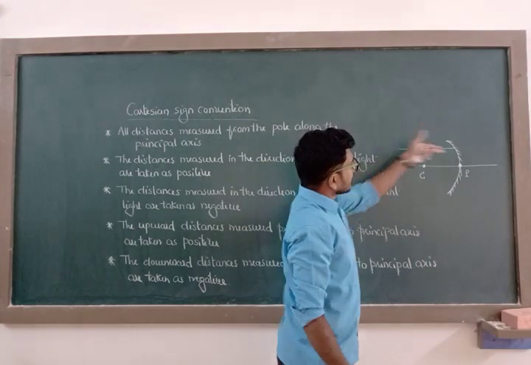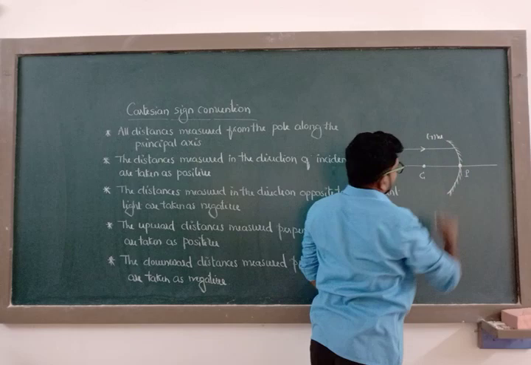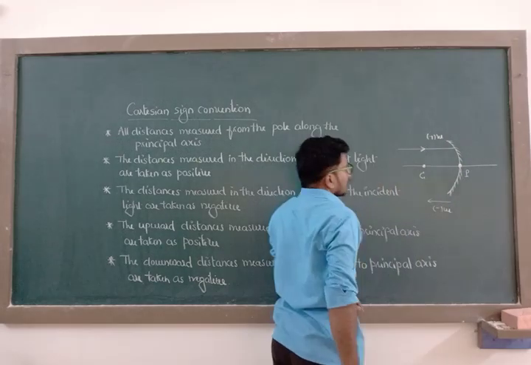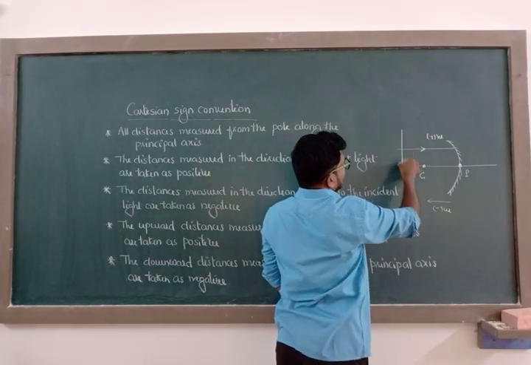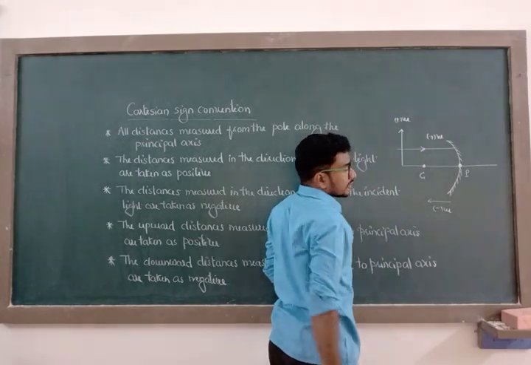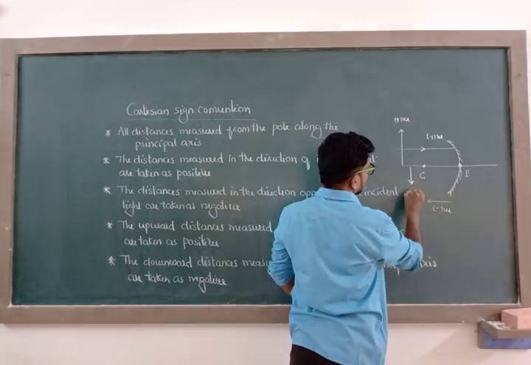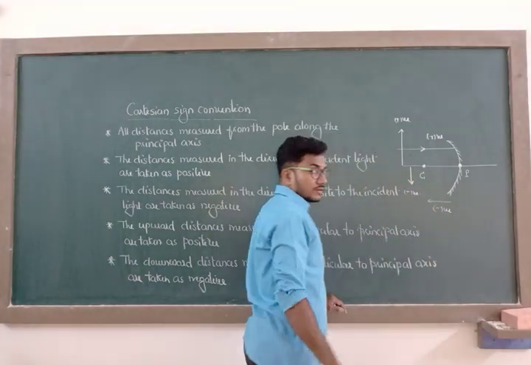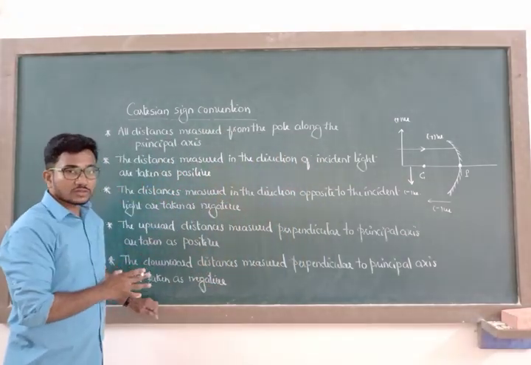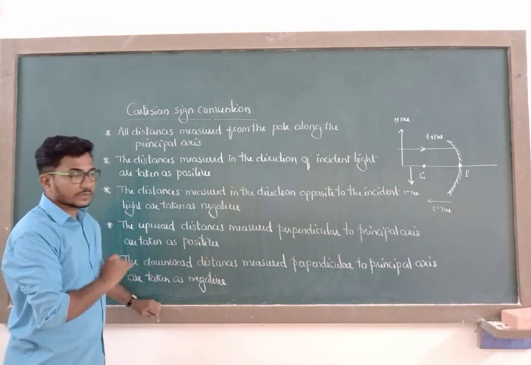In the direction of incident light, positive. In the direction opposite to incident light, negative. Upward distances perpendicular to the principal axis, positive. Downward distances perpendicular to the principal axis, negative. So try to remember all these rules. These rules are very important while deriving the equations.